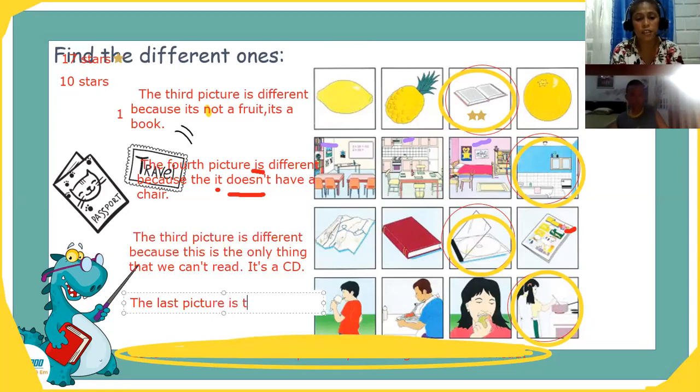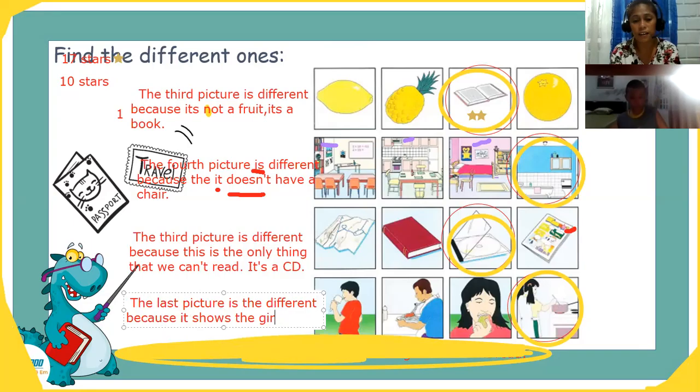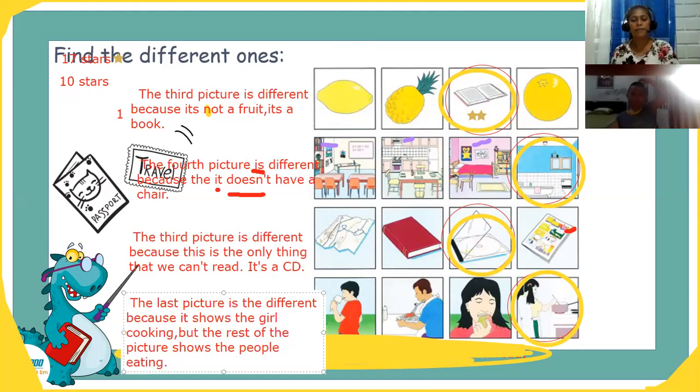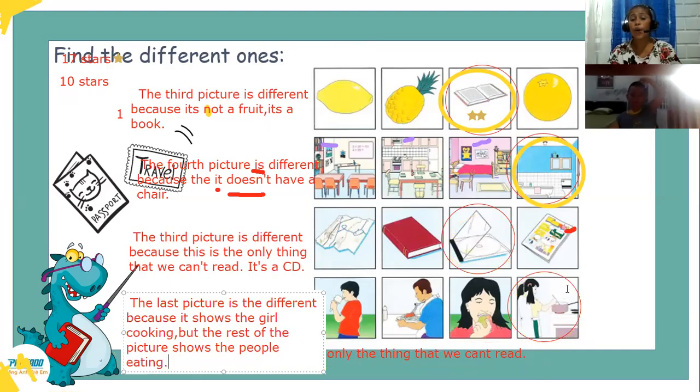The last picture is different because it shows the girl cooking. Yeah. Cooking. But the rest of the pictures show the people eating. Okay. The last picture is different because it shows the girl cooking. But the rest of the pictures show the people are eating.